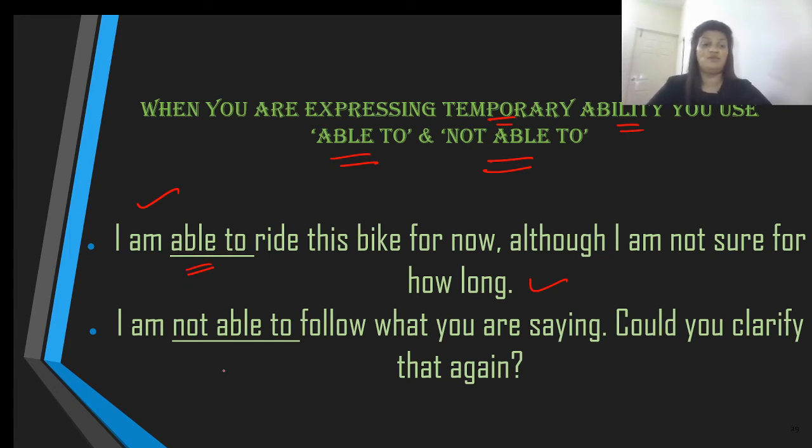Similarly, I'm not able to follow what you are saying. Could you clarify that again? This means in a while, if I clarify that to you once more, you probably will be able to understand better. So for now, the situation is you are not able to. So temporary ability. You use able to and not able to.